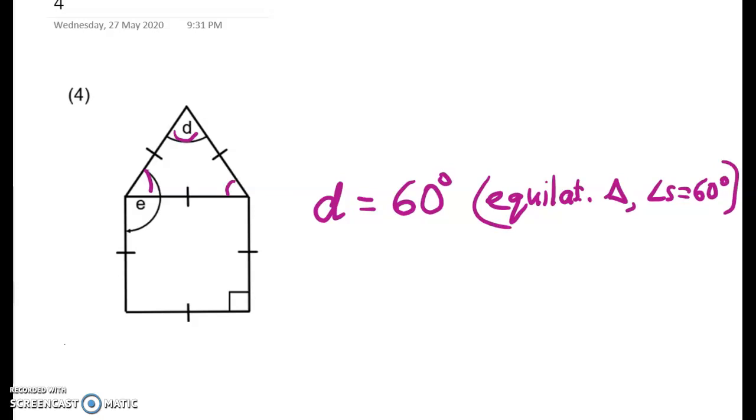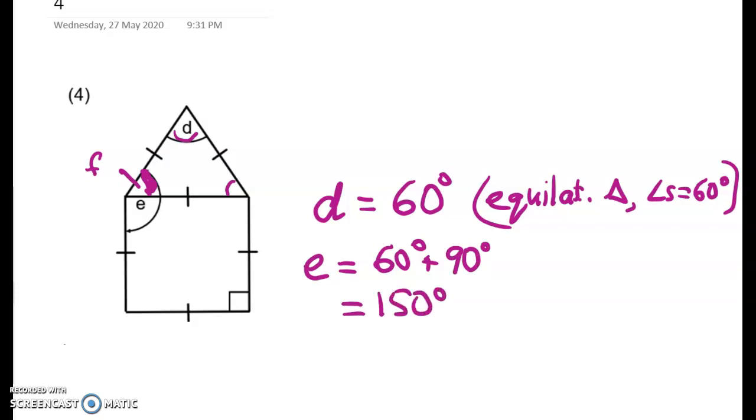Or you could do it using the main one, that equilateral triangles have 3 equal angles, and they add to 180. Now angle E, so let's call this bit of the angle in here F, just that little bit. Angle E is equal to 60 degrees plus 90 degrees. So that's 150 degrees. Now the reason for that is because angles in a square or angles in a rectangle are equal to 90 degrees each.